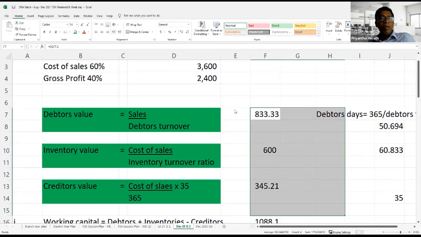Can you calculate the numbers? My Excel got stuck.